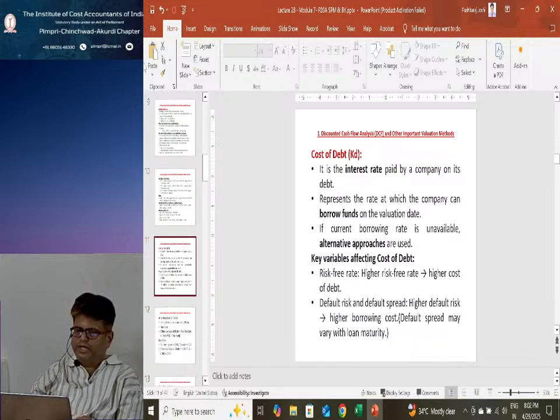The cost of debt is the interest rate paid by a company on its debt. It represents the rate at which the company can borrow funds on the valuation date. If the current borrowing rate is unavailable, then there are alternative approaches that can be used. Key variables affecting cost of debt include the risk-free rate. A higher risk-free rate means a higher cost of debt, and default risk and default spread. Higher default risk means higher borrowing cost, and the default spread may vary with the loan maturity.